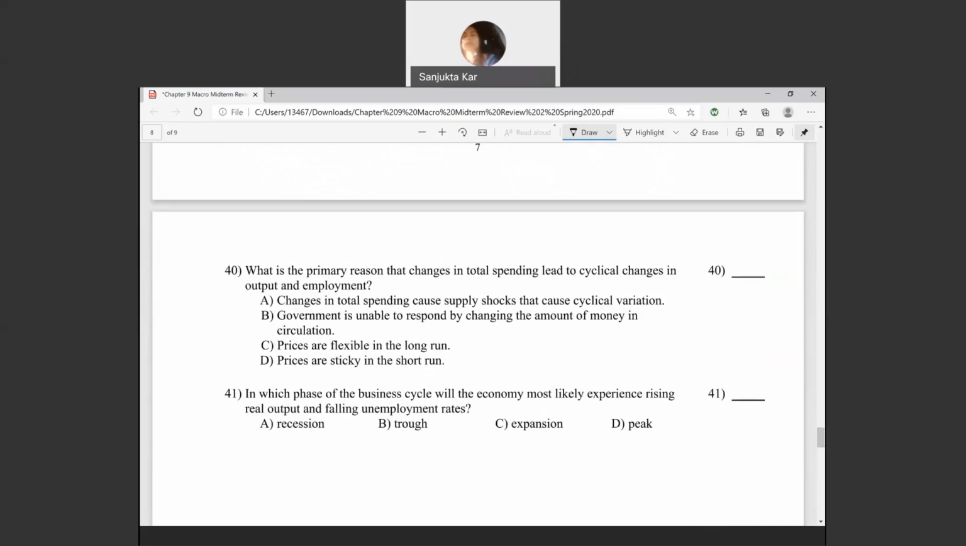Now, question number 40, which is the primary reason that changes in total spending lead to cyclical changes in output and unemployment. It's going to be this one: prices are sticky in the short run, not in the long run. The last question here: in which phase of the business cycle will the economy most likely experience rising output and falling unemployment rates? Expansion.